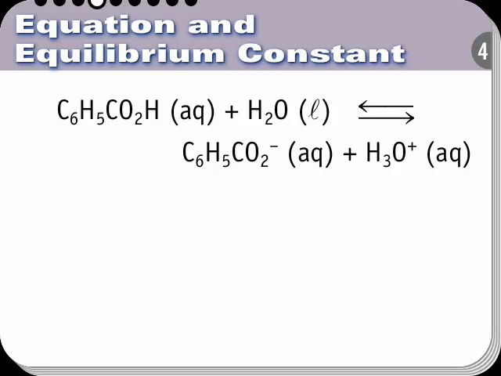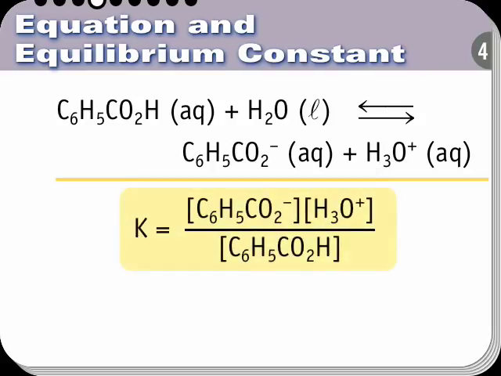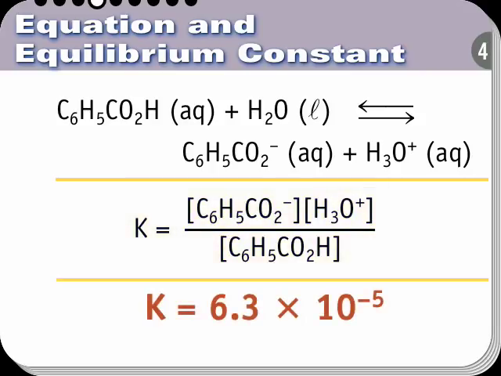Now that we know that benzoic acid is a weak acid, let's write its equation for its ionization. Here, benzoic acid interacts with water to give the benzoate anion and the hydronium ion. Next, we'll write the equilibrium constant expression for benzoic acid ionization. The benzoate ion and the hydronium ion, their concentrations appear on the top of the equation, and the benzoic acid concentration appears on the bottom. Finally, we'll look up the equilibrium constant value for benzoic acid, 6.3 times 10 to the minus 5.